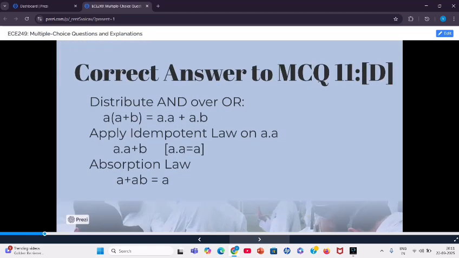How to do it? Distribute AND over OR: A bracket A plus B. If you open it, it will be equivalent to A into A plus A into B. Then apply the idempotent law on A into A, which is equal to A. Hence, we will get A plus A into B. Now apply the absorption law, which is A plus AB, which is equal to A. Sorry, by mistake, I have written it wrongly here. It will be like this: A plus A into B.